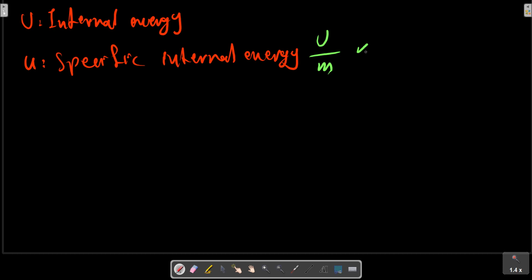However, because the context will usually make it clear whether u or U is referred to, we will use the term internal energy to refer to both internal energy per unit mass and the total internal energy.